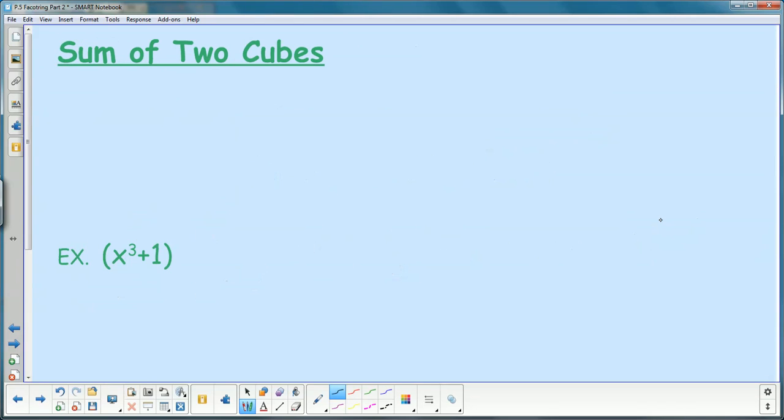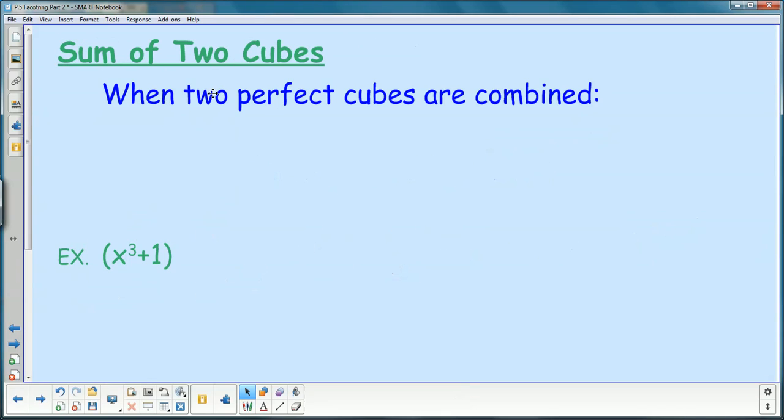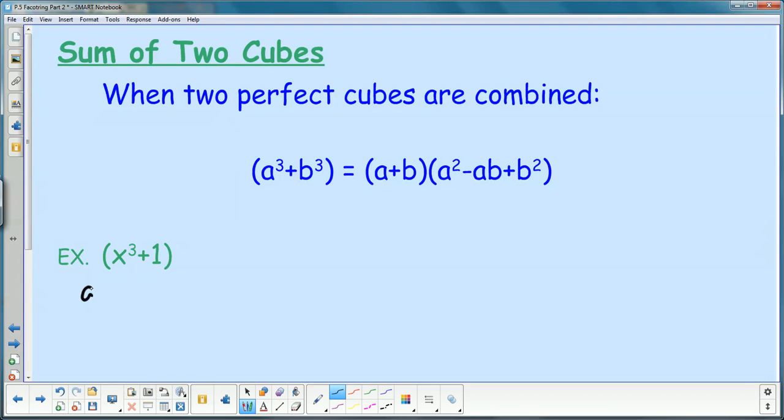Okay, the sum of two cubes then is very similar. It's just two cubes that are combined, or added. And when we do that, we are going to get a cubed plus b cubed equals a plus b, a squared minus ab plus b squared. So if we look at our example here, x cubed, that tells us that a is just x, and 1, that tells us that b is 1 because 1 cubed is still 1.